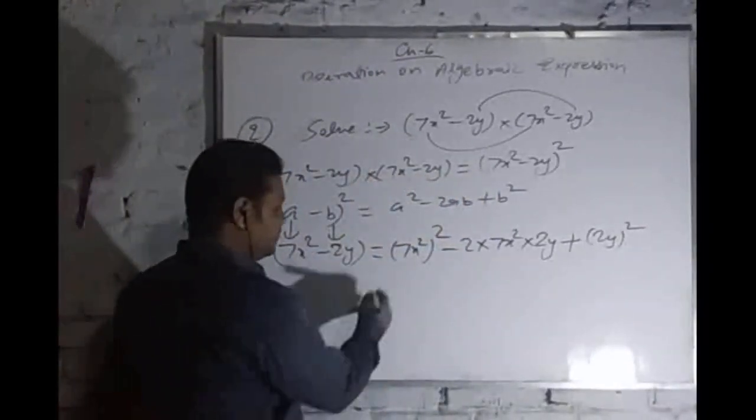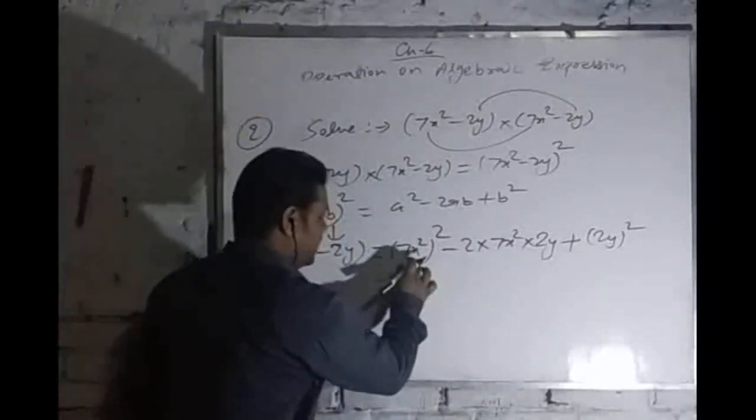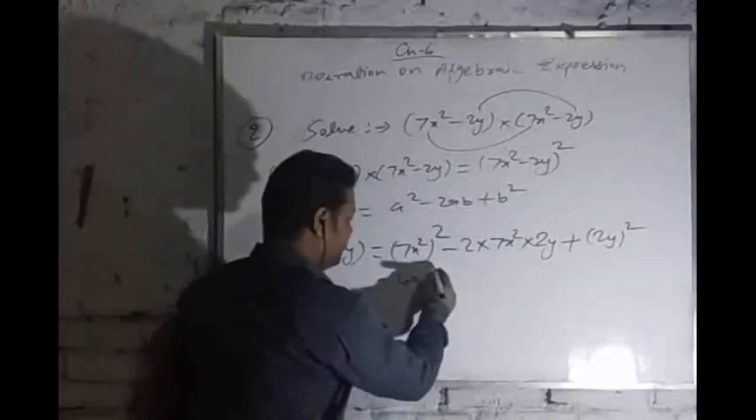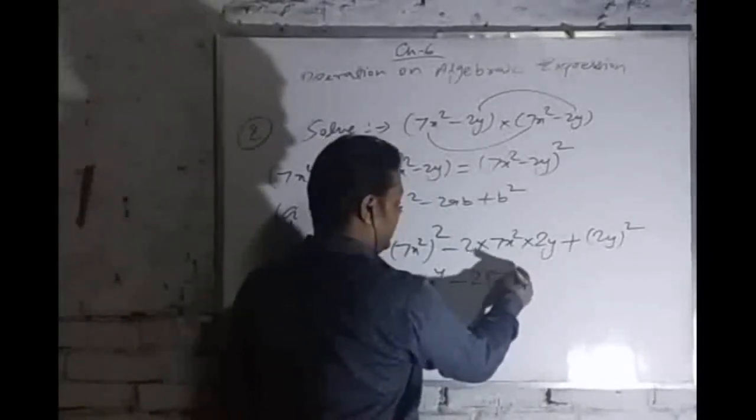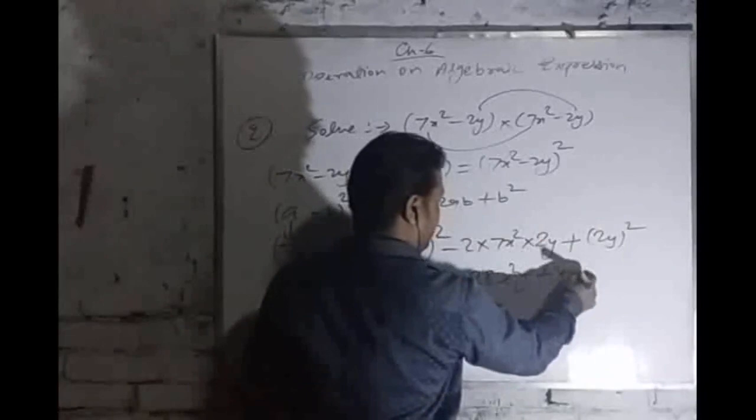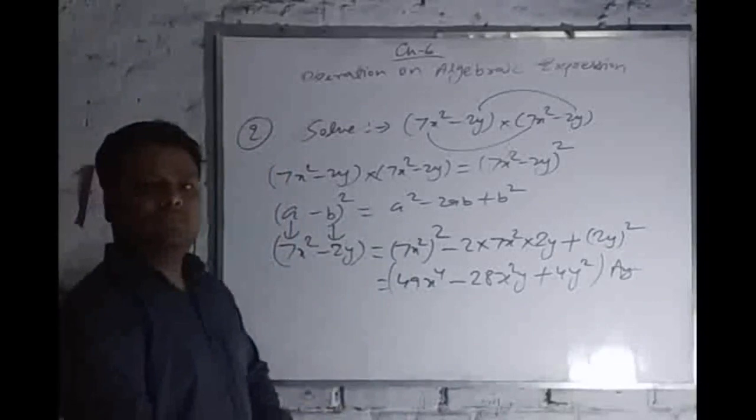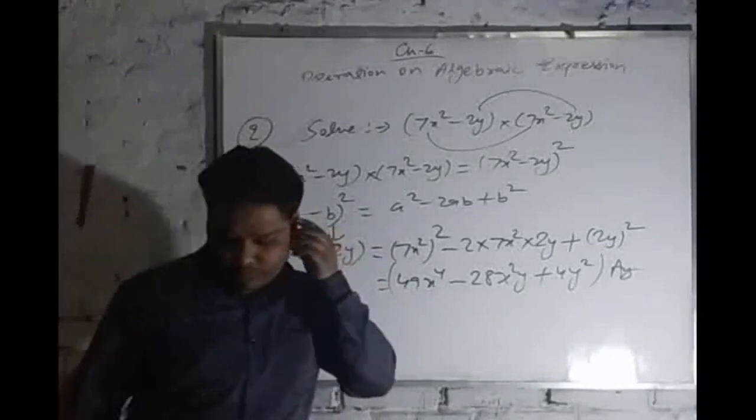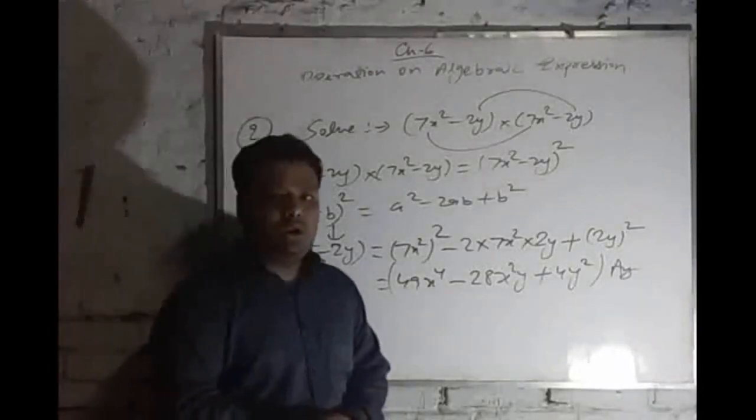Now 7 square, that is 7 into 7, 49, and x square to the power 2, that is multiplying powers, that is x to the power 4. Minus 2 into 7 is 14, 14 into 2 is 28, and x square y. Plus 2 square is 4 and y square. So this will be our answer. Like this we will solve by the second identity. So like this we will solve the others too.